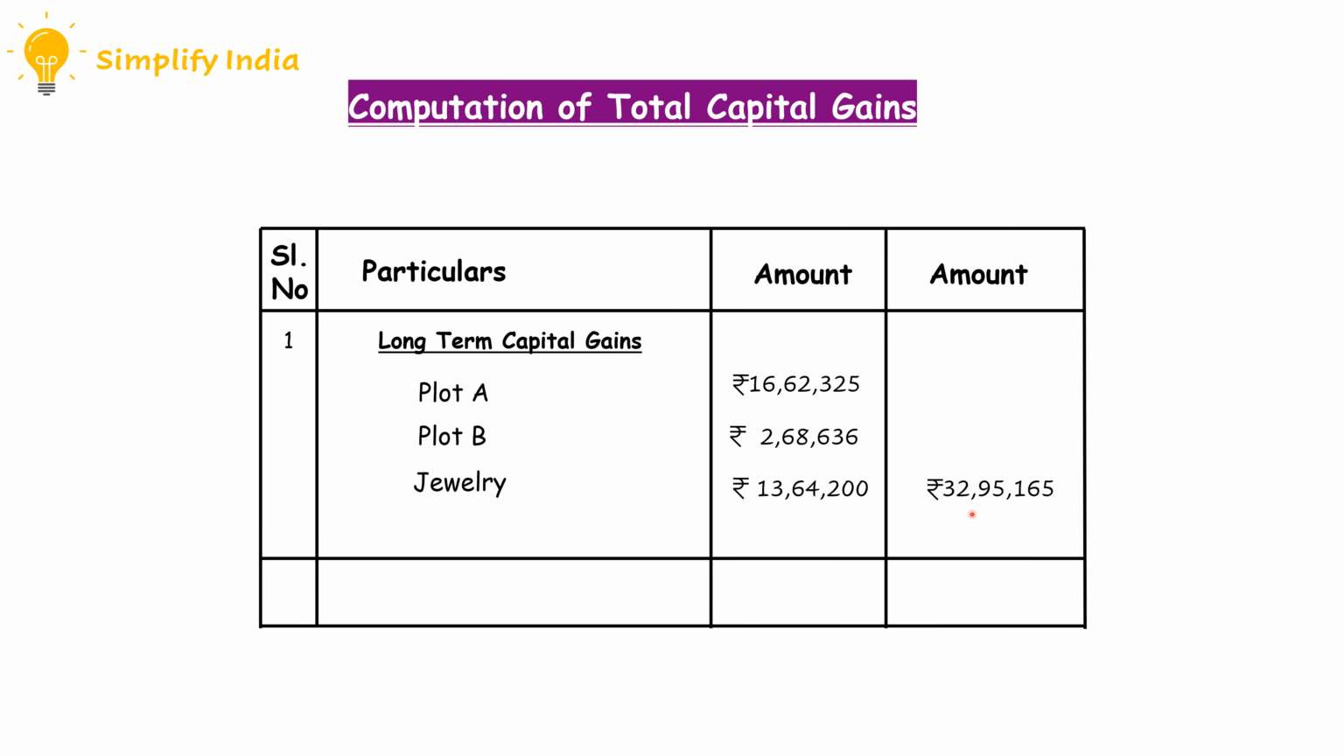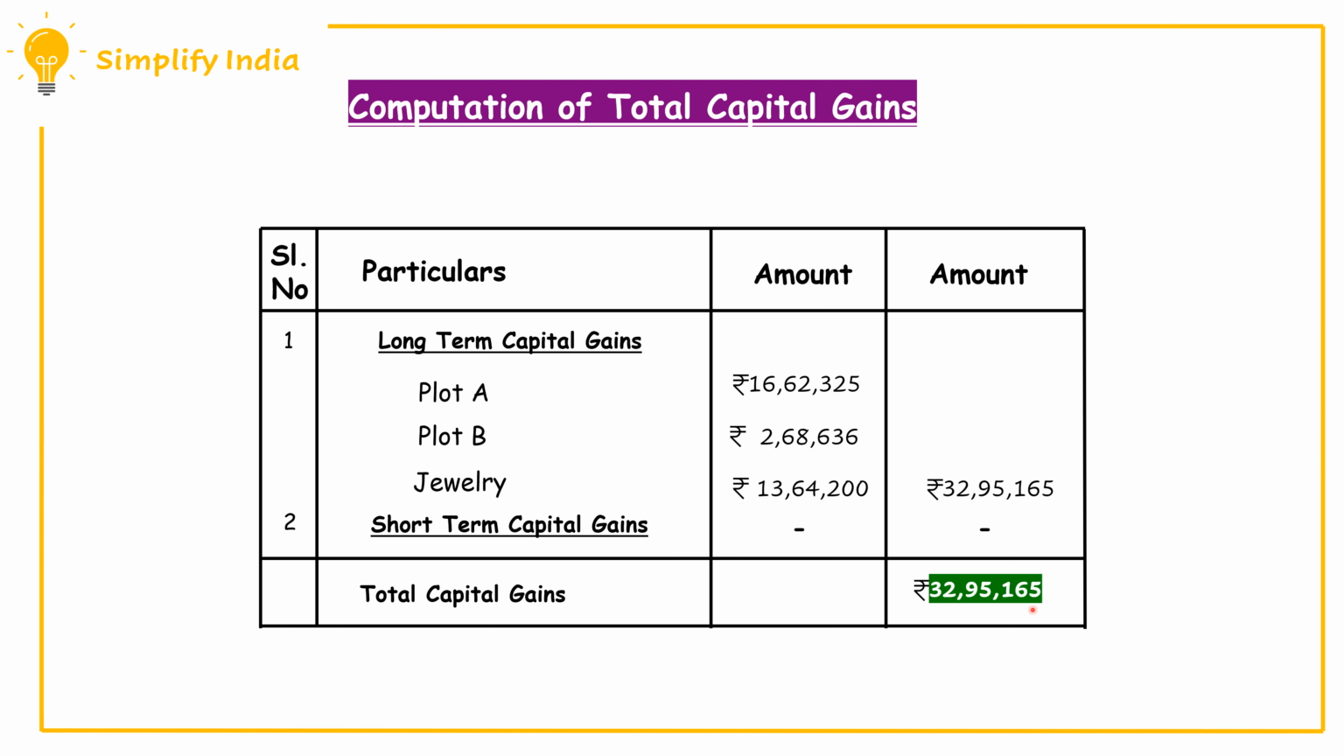So when we total up all the long-term capital gains, we will get rupees 32,95,165, and Mr. Rajesh Naidu does not have any short-term capital assets, so he doesn't have any short-term capital gains, so it is nil. When we total all the gains, we will get a total of rupees 32,95,165, which is the total capital gain of Mr. Rajesh Naidu for the assessment year 2020-21.